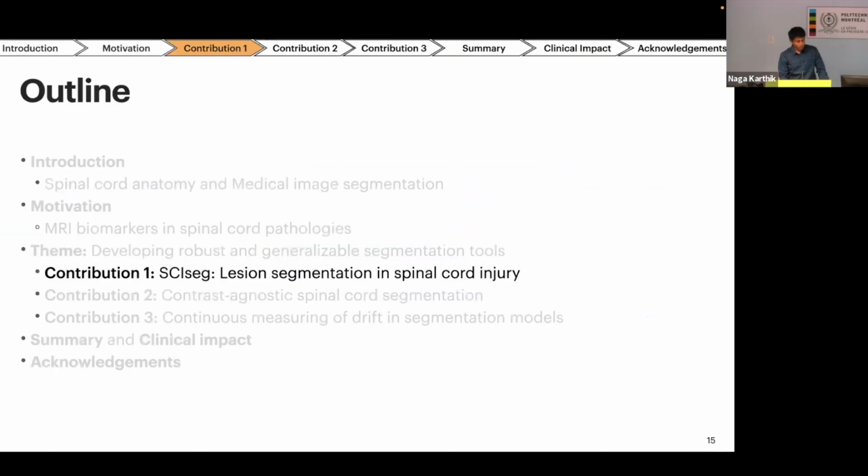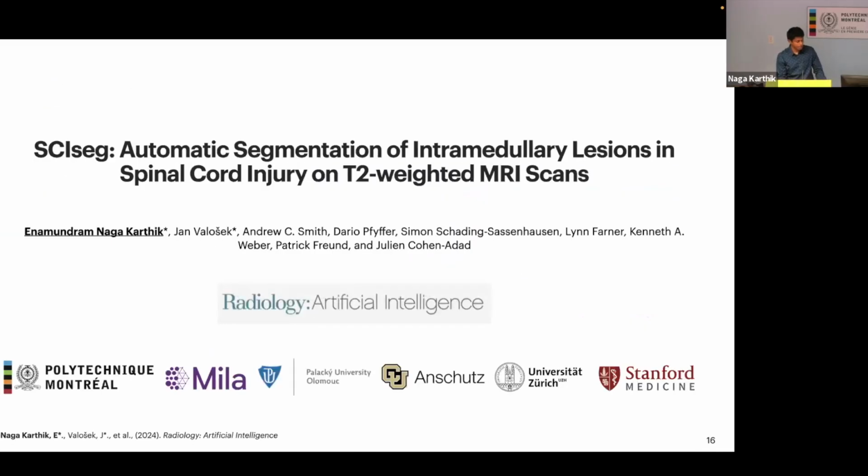So looking at the first contribution, SCIseg is a tool to automatically segment lesions in spinal cord injury on T2-weighted MRI scans. This work was published in the Radiology Artificial Intelligence journal.